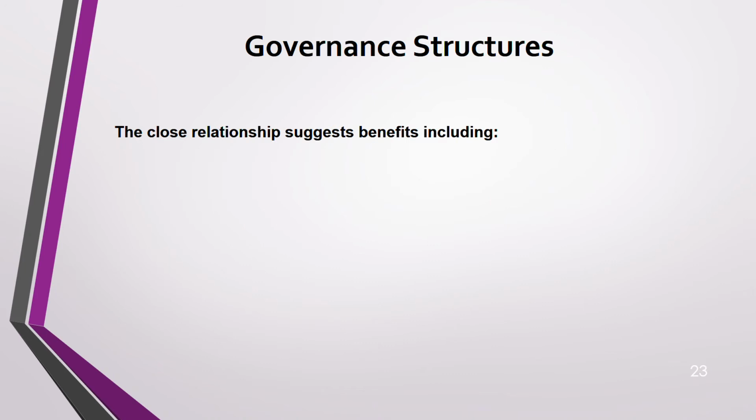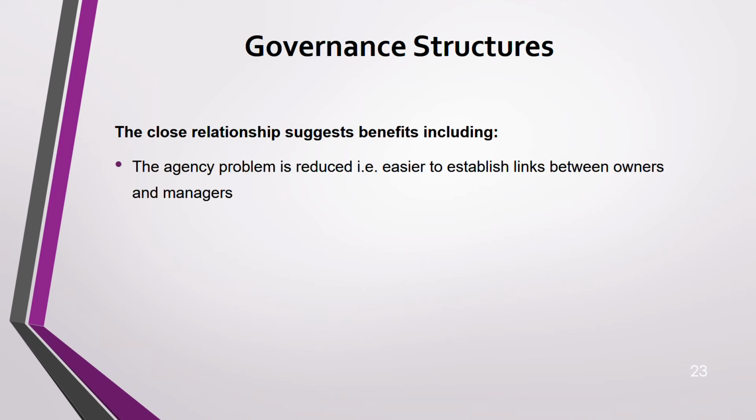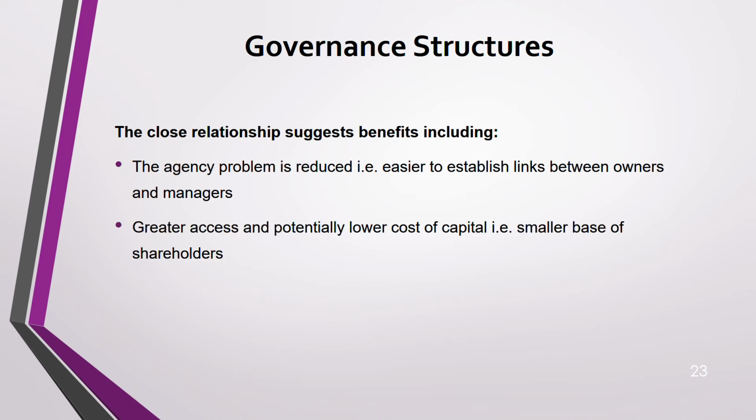So this insider dominated structure has some advantages. Let us see what the benefits are. Number one, agency problem is reduced, same as what you have covered in family business. Owners and managers, it is very easy to establish the links. Second, greater access is there, and cost of capital also will be lower. Why? Because the base of shareholders is smaller.